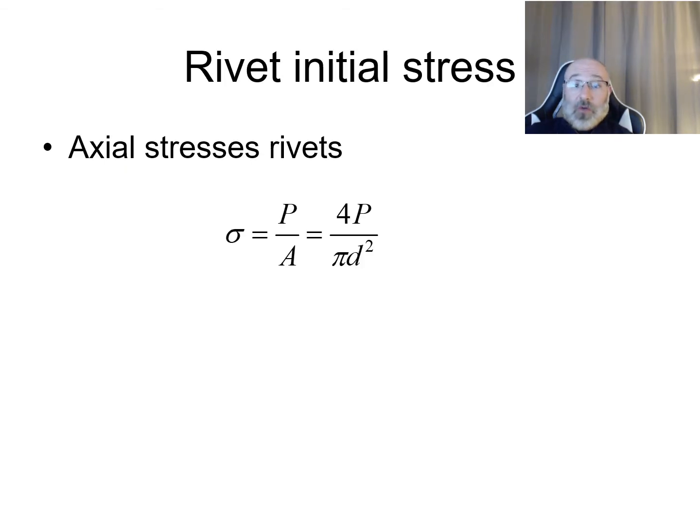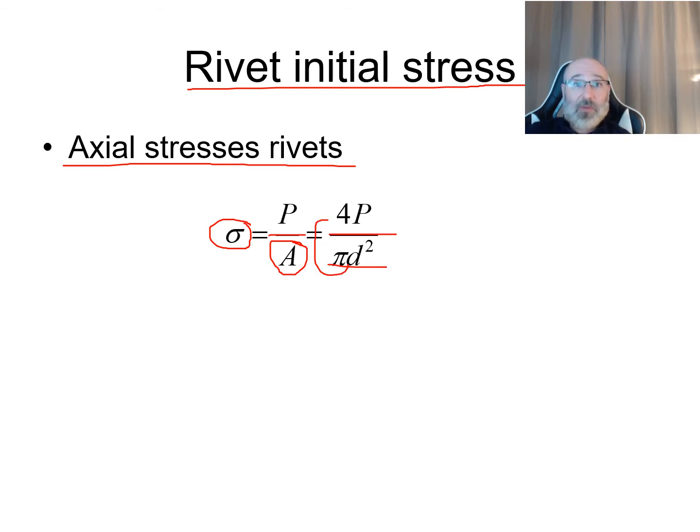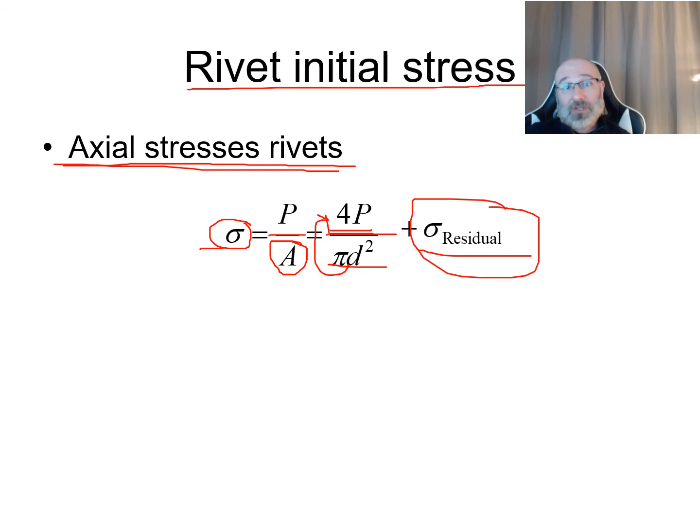So we do have some general governing equations that we can utilize when we're dealing with our rivet initial stress. These are similar to the axial stresses we've seen before, but now we have these axial stresses for our rivets right here. So we can see here we have our sigma for our axial stress, our normal stress. This is equal to our P over A, our load over our area. Well, if we're dealing with a round rivet, we can replace this for our area, and we'll have a 4 on the bottom that we can move up to the numerator. So this is going to be 4P over pi d squared, but we also do want to consider we need to add in our residual stresses as well. So if we're dealing with our axial stresses for our rivets, this is our equation right here. Our sigma is equal to 4P over pi d squared plus our residual stresses.